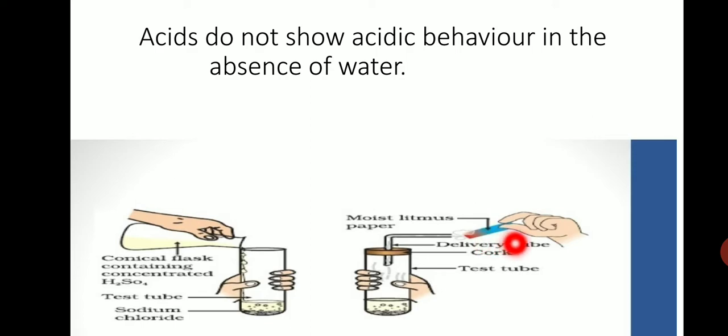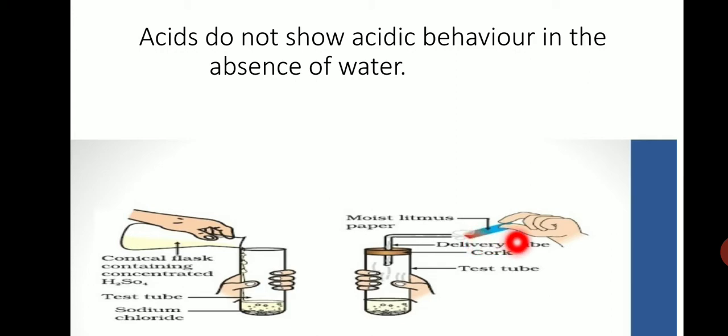Second time, I am repeating the same experiment by keeping a moist blue litmus paper into it. A moist blue litmus paper, a wet litmus paper. Now you can observe a color change. So first I have placed a dry blue litmus paper. We didn't find any color change. Second time I have shown a wet litmus paper. Then the blue litmus changes into a red litmus.